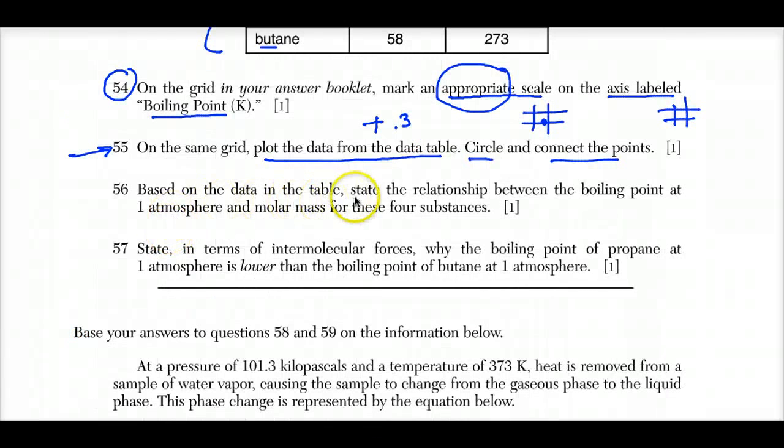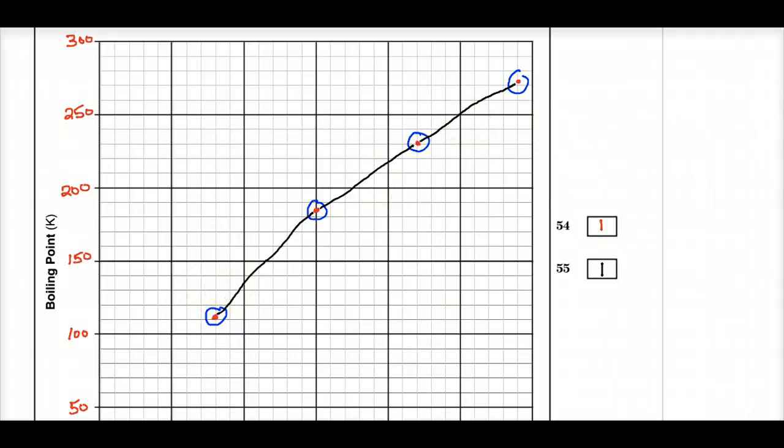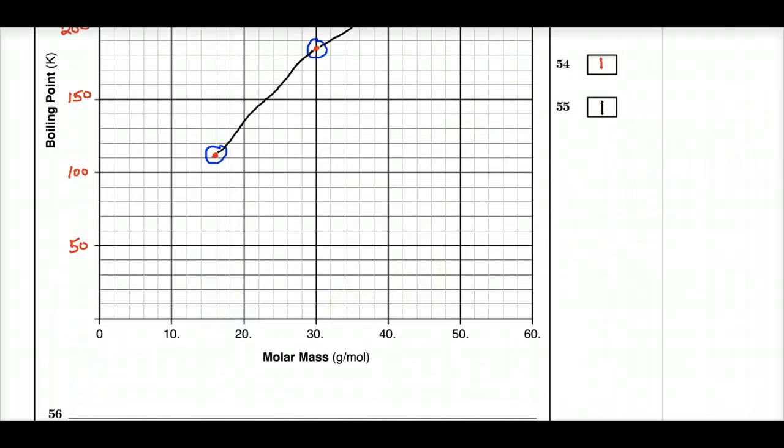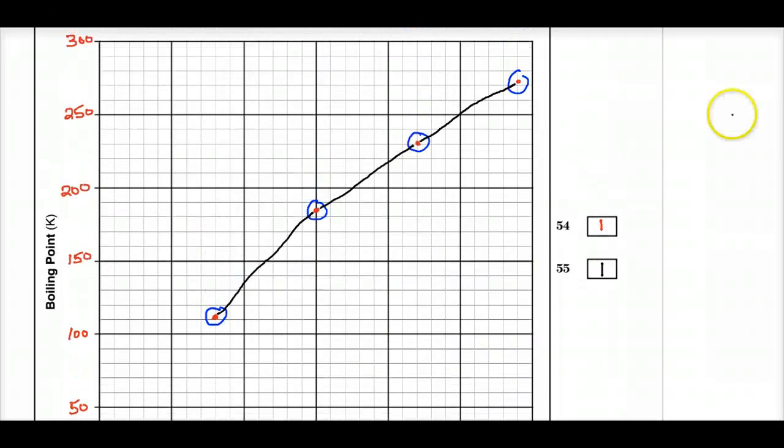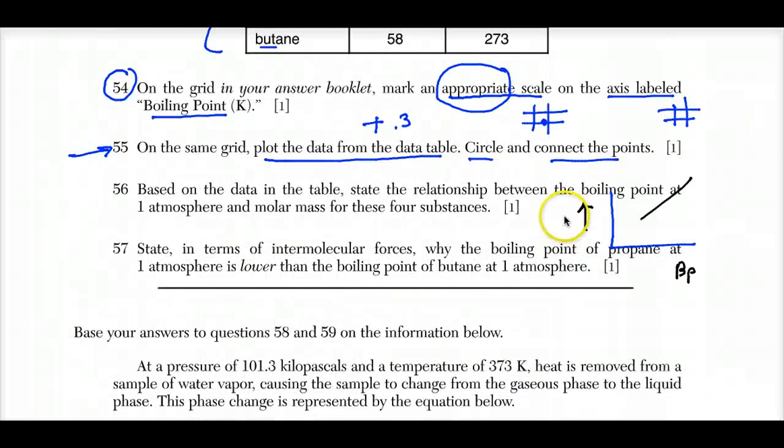Number 56. Based on the data in the table, state the relationship between boiling point at 1 atmosphere and the molar mass for these 4 substances. Well, our graph is going upward. So as the molar mass increases, so does the boiling point. There it is, boiling point going up, and of course my molar mass increases. I might have got it backwards on the sheet, but that's how it works. Boiling point increases, the molar mass increases. And that's all you've got to say. Number 56.